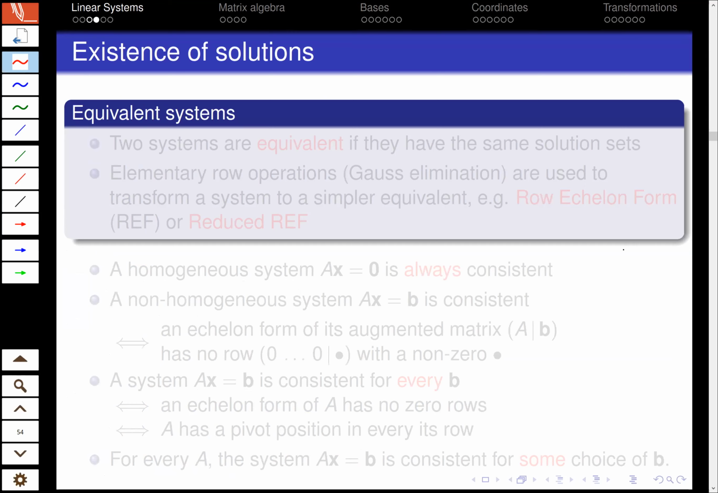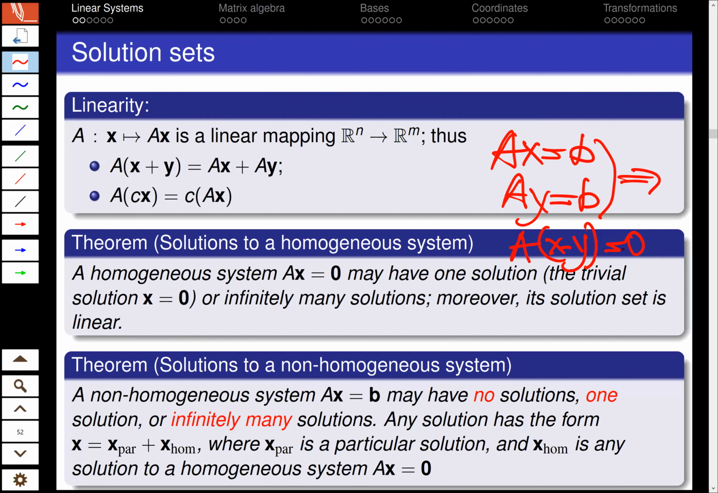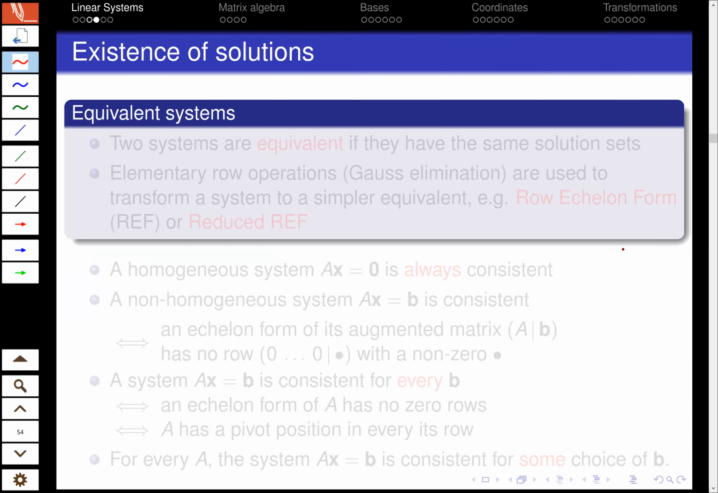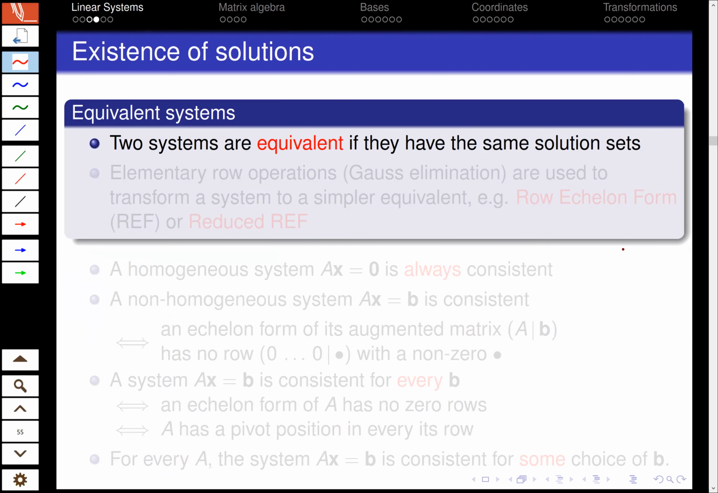Okay, so we mentioned that a non-homogeneous system may have 0, 1, or infinitely many solutions. How many solutions can a homogeneous system have? At least one. It always is consistent. Why? Yes, the trivial solution 0 is always a solution. So the first case is never realized for a homogeneous system, but it still is important to know how many solutions we have in a particular situation.